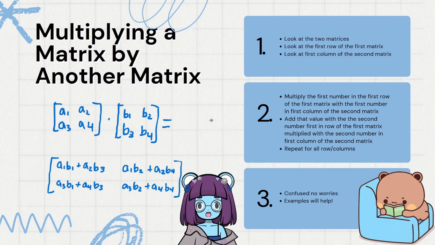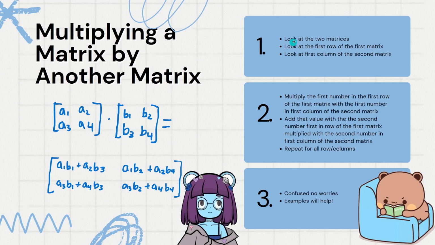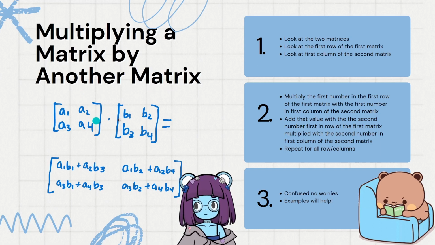Next, we have multiplying a matrix by another matrix. First, let's look at the two matrices. We have one here and here. Look at the first row of the first matrix, so A1 and A2, and look at the first column of the second matrix, so B1 and B3.